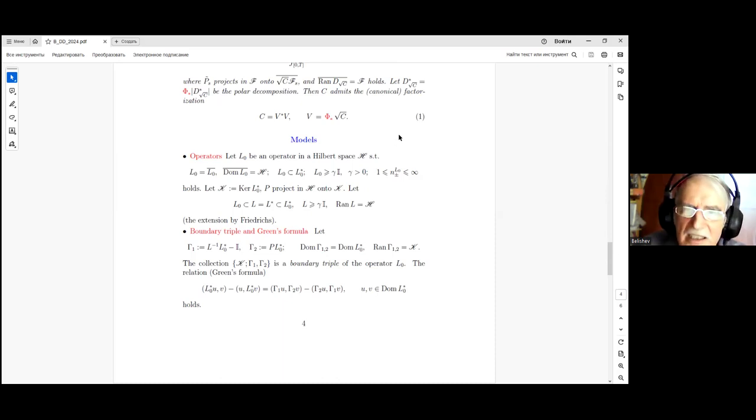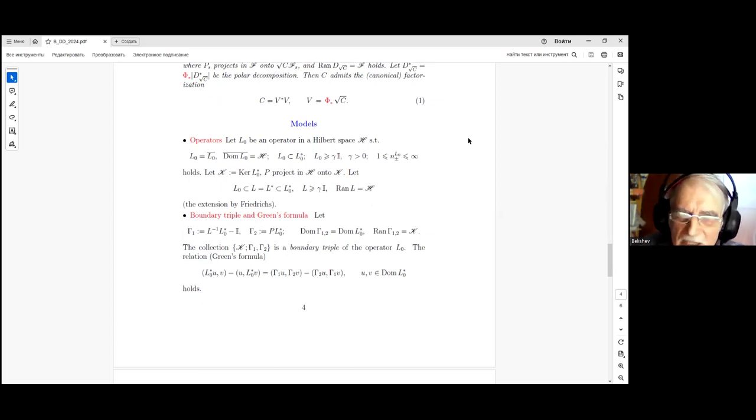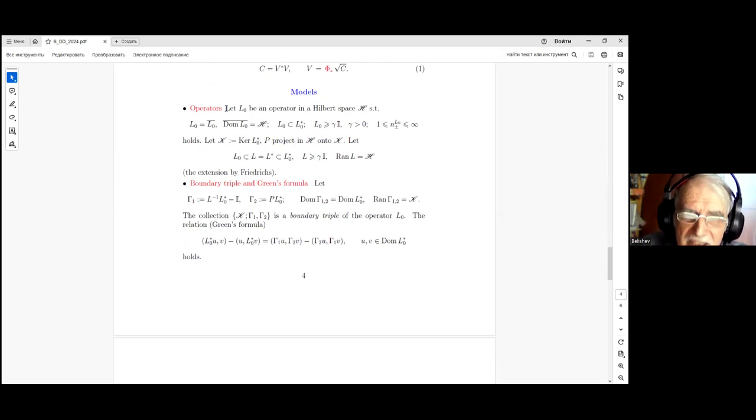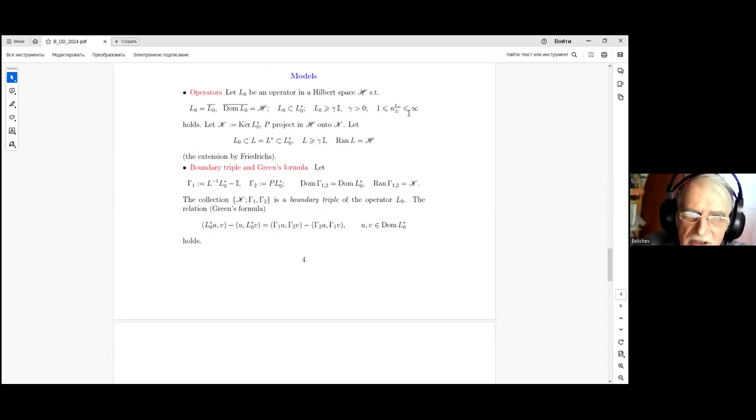Now I will try to explain the relation of this construction to the functional models of operators and eventually to inverse problems. Once again, as in the previous talk, let L0 be a symmetric, positive definite operator in the Hilbert space H. And we introduce also its Friedrichs extension L, with the same lower bound and full range.